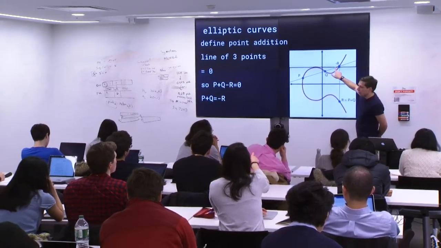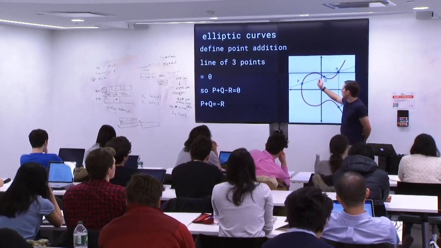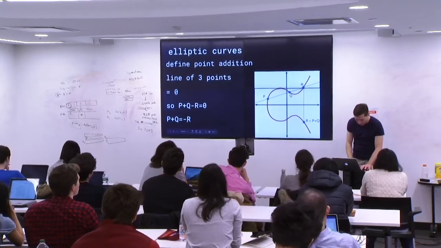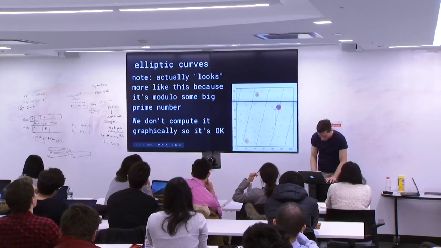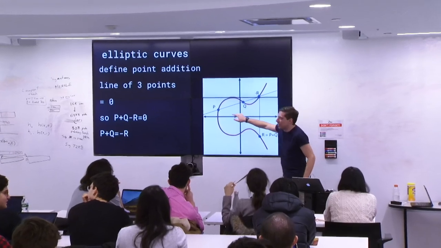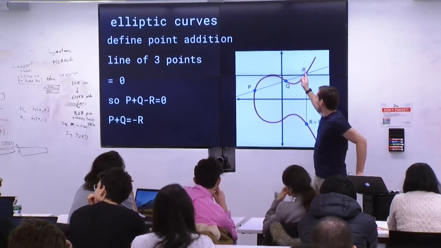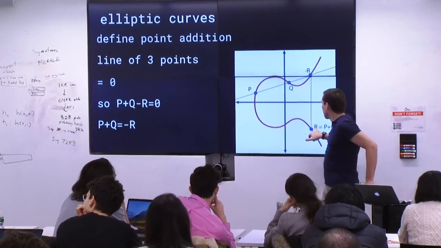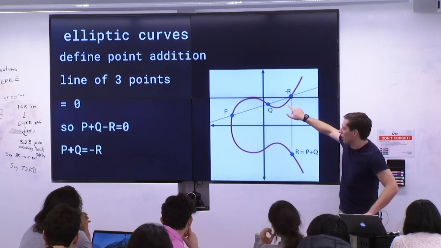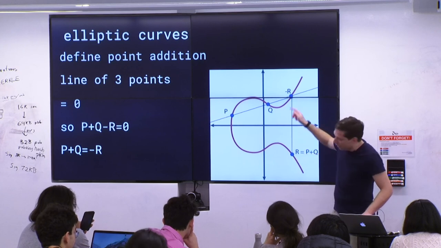In this case, R is up here, right? Wait, hold on. Oh shoot! Sorry. P plus Q equals R, right? Yeah, this picture is correct. But basically, P plus Q equals R because R is down here. Okay, this is R, this is negative R. So P plus Q equals R, not negative R, sorry.